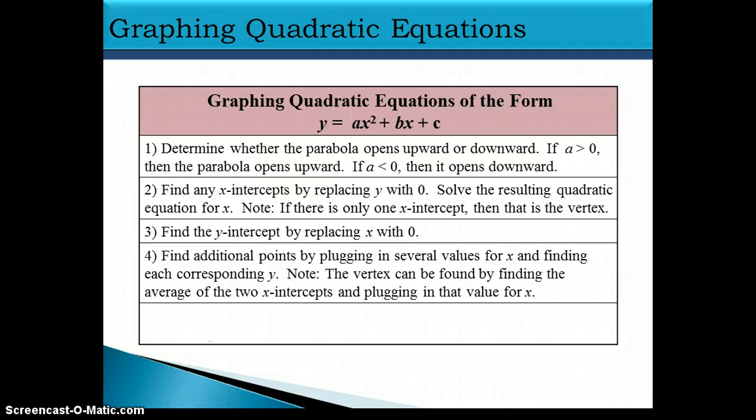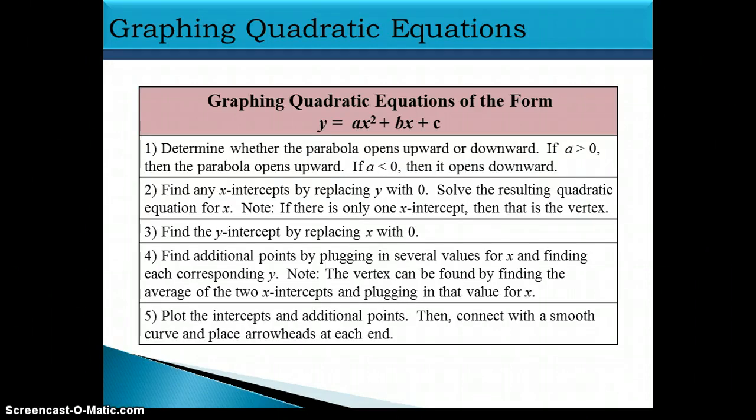Sometimes you will be given the values to plug in for x, and so they'll give you the value of x that's going to give you the vertex. But if they don't give you values to plug in, that's how you can find the x-coordinate of the vertex: by averaging the two x-intercepts and then plugging that value in for x, and that will give you the y-coordinate. The fifth step is to plot the intercepts and the additional points that you found, and then connect with a smooth curve and place arrowheads at each end to finish off your parabola.